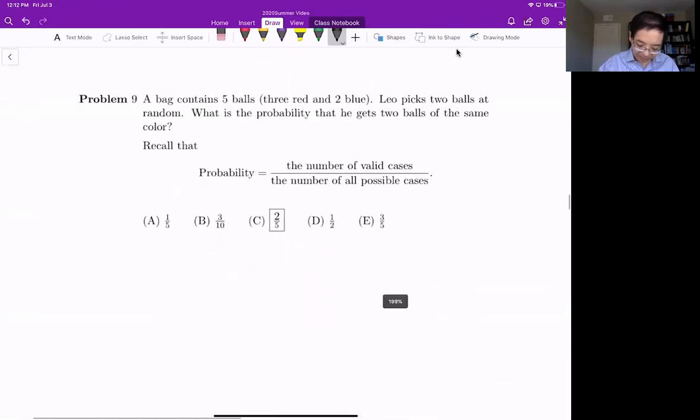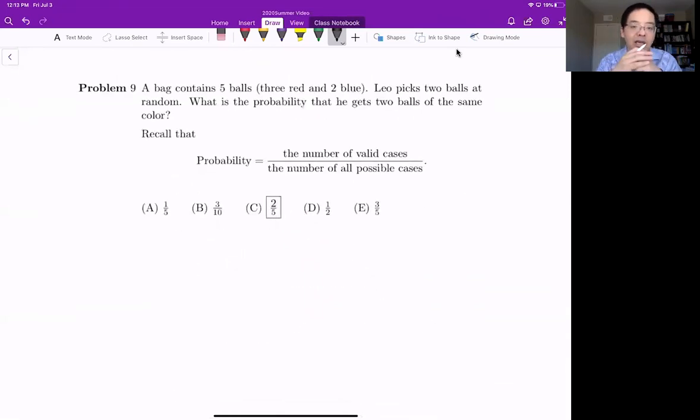Now let's look at number 9. Number 9 is a problem about probability. As we said before, if we have only finitely many scenarios, then the probability is essentially just a fraction: the number of valid cases divided by the total number of scenarios.